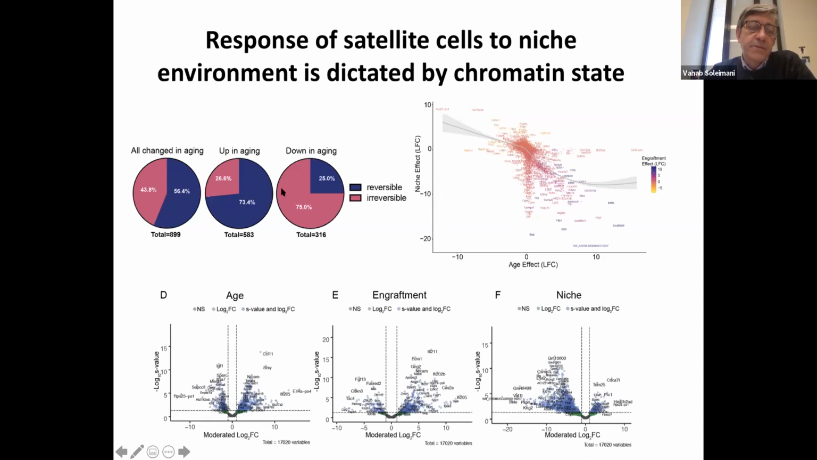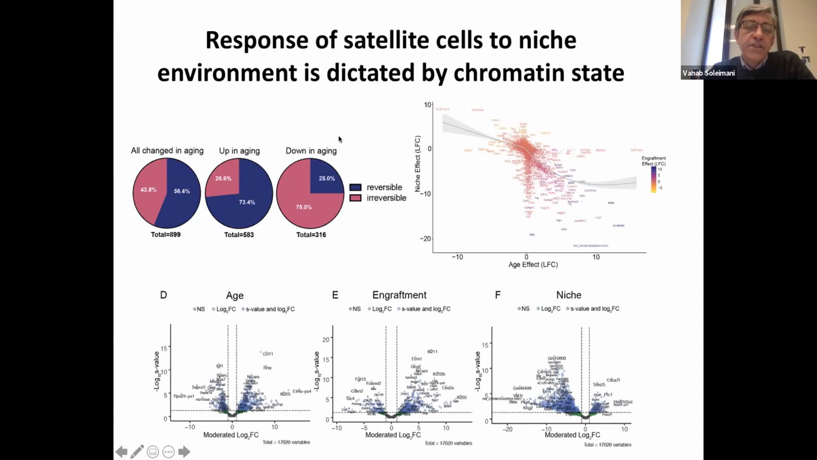But this is where it becomes tricky and very interesting. Genes that are up in aging, almost 3/4 of them are actually restorable. So 73.4% of every gene that goes up in aging can be restored to its original level just by exposure to the young niche environment.